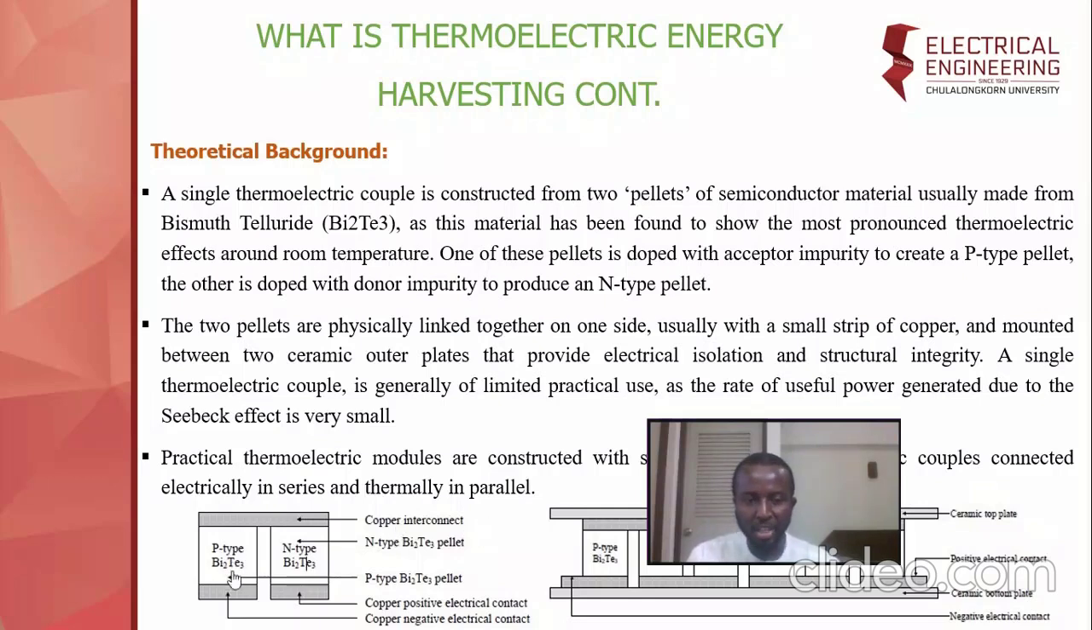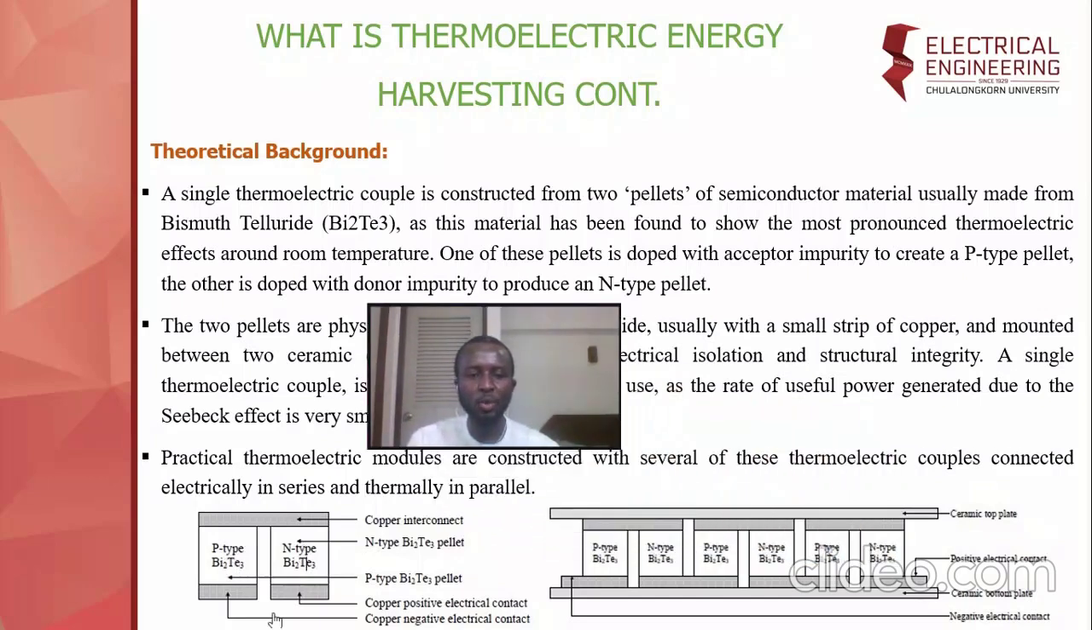Then, the theoretical background of this energy harvesting, as we can see from this figure, is made by two pieces of semiconductor, which is made from bismuth telluride. This is the compound of the system. This p-type is doped with an impurity acceptor, while this n-type is doped with a donor. As we can see, there is a thin copper linking the p-type and n-type together.